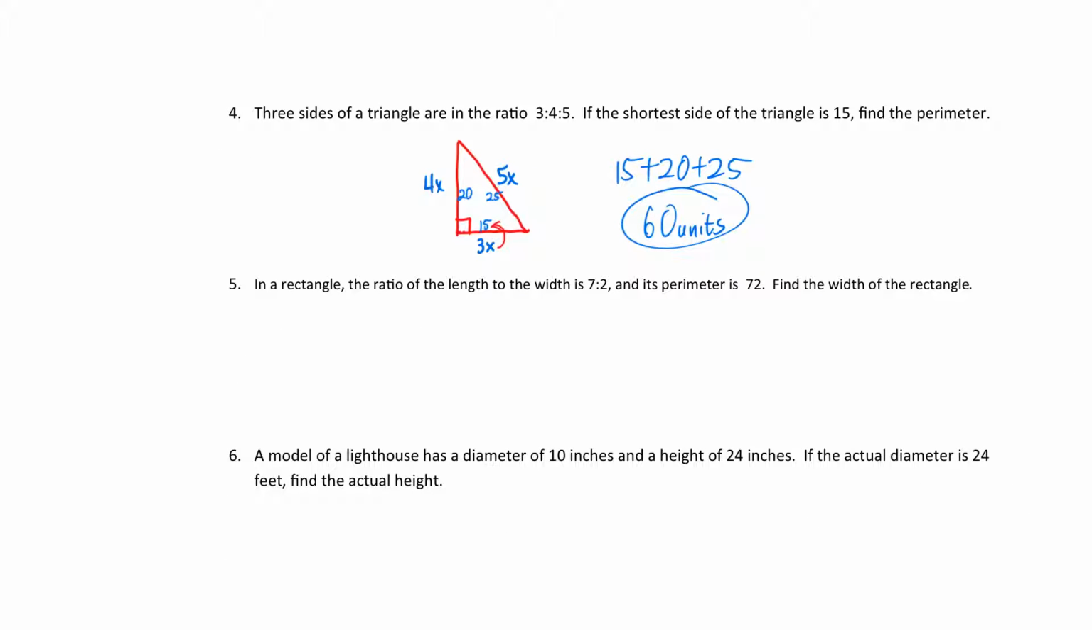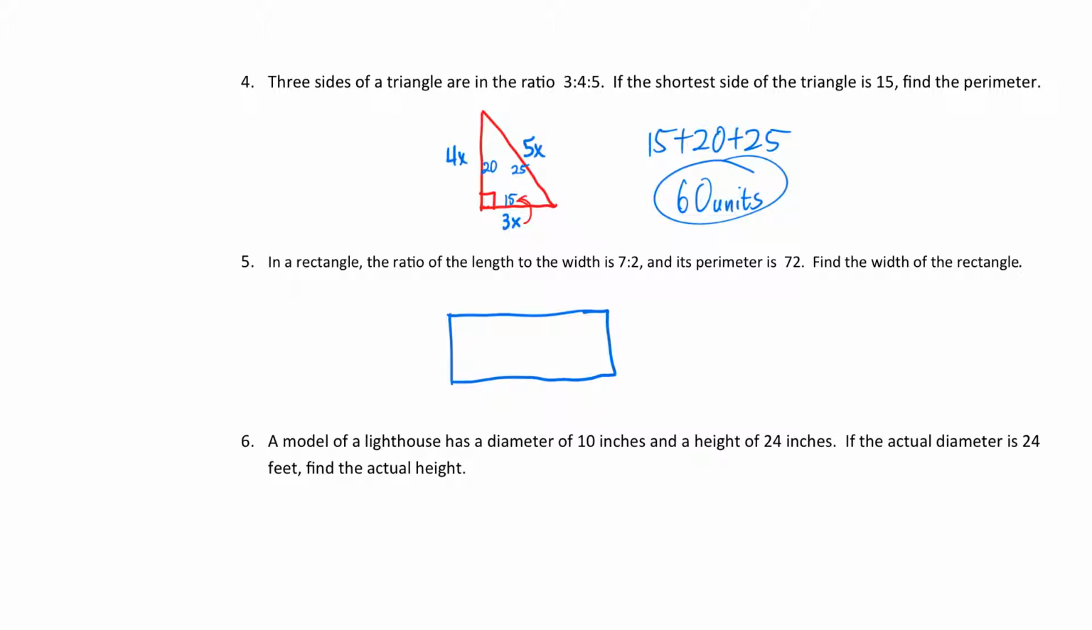Okay, in a rectangle, the ratio of the length to width is 7 to 2. So kind of a long, skinny rectangle here. So it's 7 to 2: for every 7 parts on this side, it's 2 parts on this side.